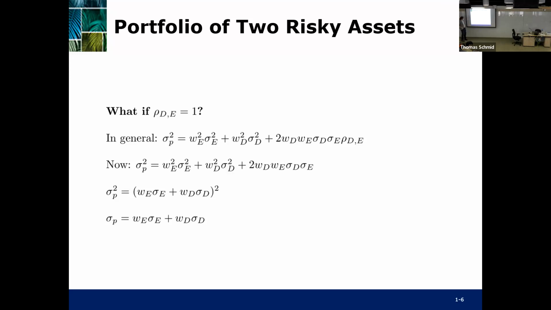So what happens? This is our general portfolio variance formula: the equity part, the debt part, and the covariance part. But instead of the covariance, we can write the standard deviation times the standard deviation times the correlation. Right?